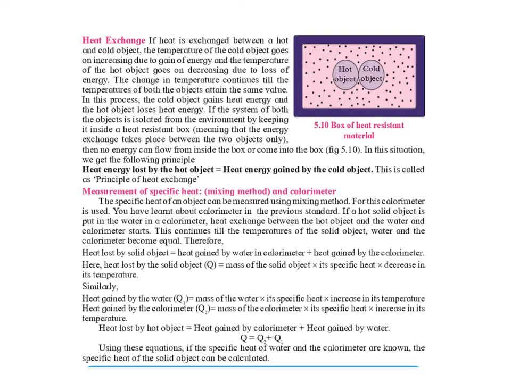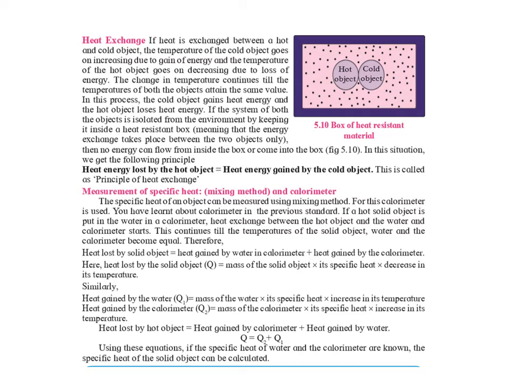If a hot solid object is put in the water in a calorimeter, heat exchange between the hot object, the water and the calorimeter starts. This continues till the temperature of the solid object, water and the calorimeter becomes equal. Therefore, heat lost by the solid object is equal to heat gained by the water in the calorimeter and heat gained by the calorimeter. I will just revise a little.